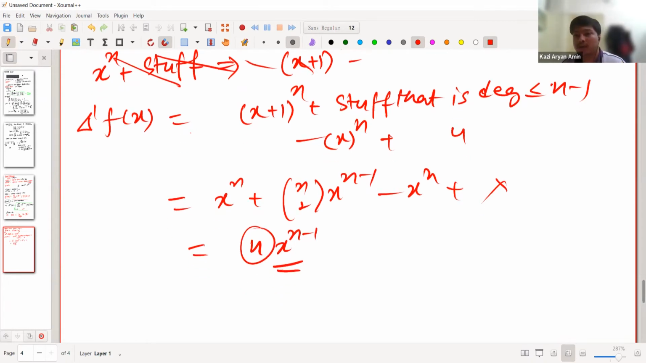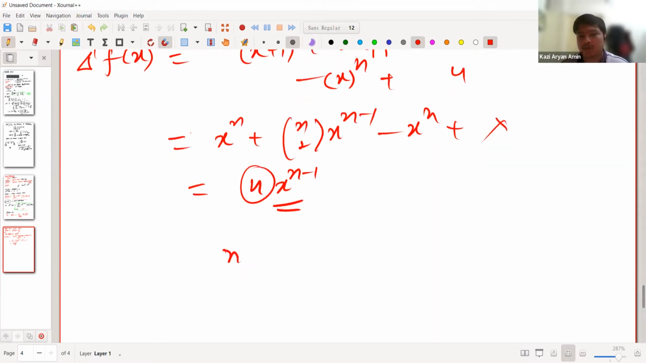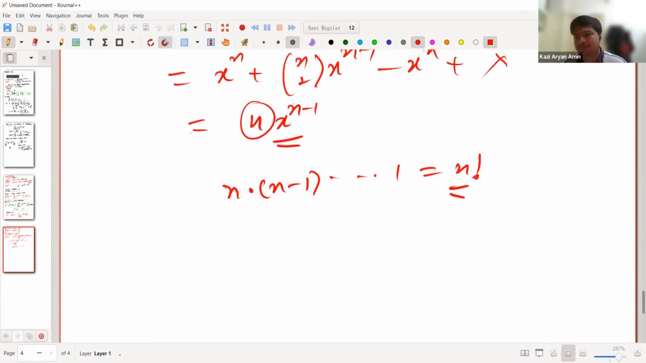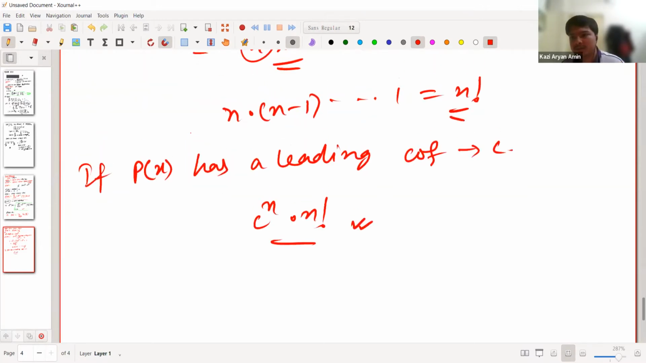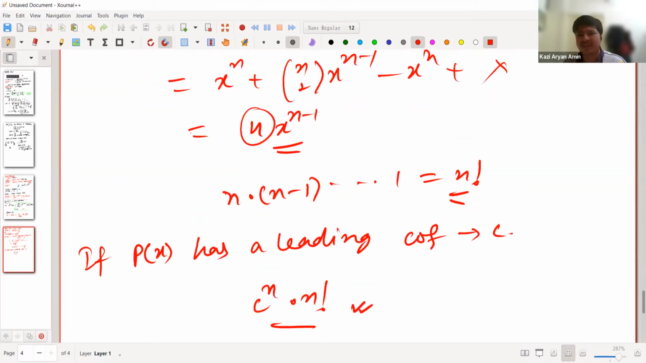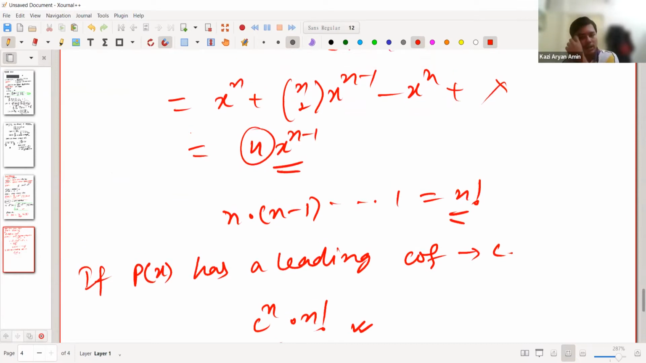Similarly, when you do the second order finite difference for this, you will have an n minus 1 term coming with the n which is already present. When you repeat this process, it gives you n factorial for the nth finite difference, which is a constant. And if p of x has a leading coefficient, say c, then you just have a c to the power n term with the n factorial. So that's about it with regards to finite differences. Does anyone have any questions regarding what I said?